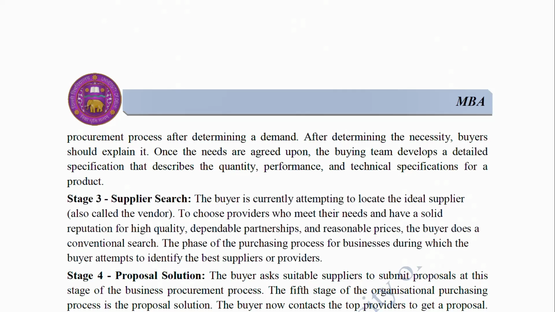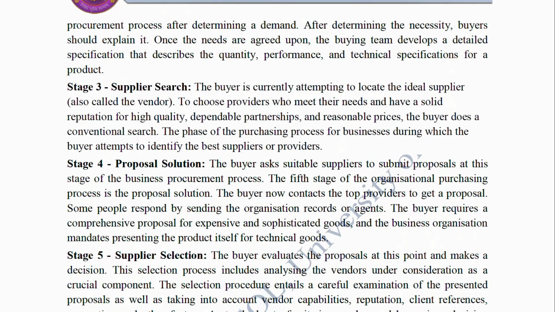Once the needs are agreed upon, the buying team develops a detailed specification that describes the quantity, performance, and technical specifications for a product. Stage 3: Supplier search. The buyer is currently attempting to locate the ideal supplier, also called the vendor, to choose providers who meet their needs and have a solid reputation for high quality, dependable partnerships, and reasonable prices.